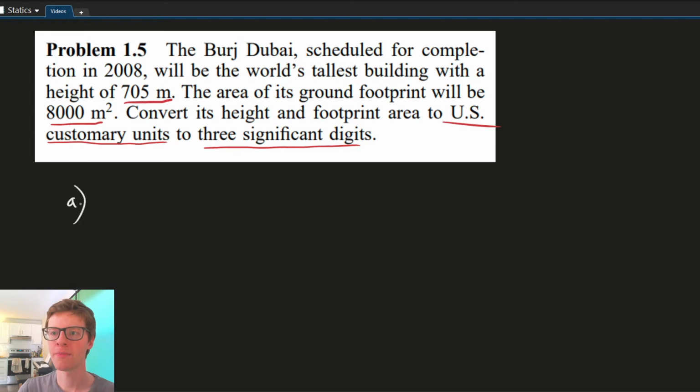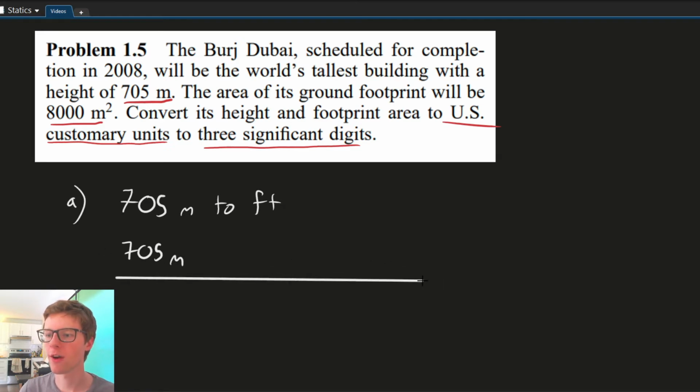First, we're going to do part A, which is converting 705 meters to feet. Now, there's an easy way to do this, and if you have a cheat sheet where you know the unit or you can Google it, I'm going to do the long way first and then the short way. So 705 meters. And then I'm going to draw a long dividing line that I always do when I do units, because this will let me keep it nice and organized instead of doing a bunch of multiplication signs.